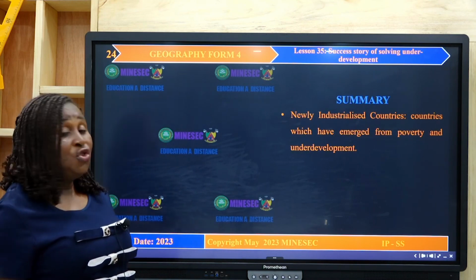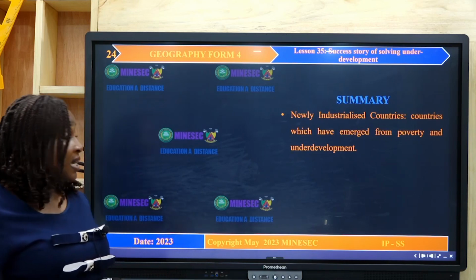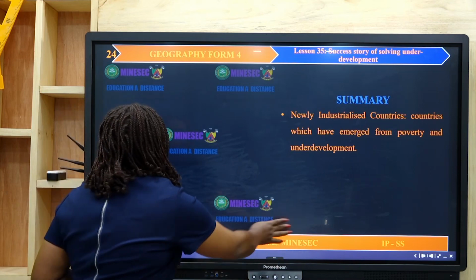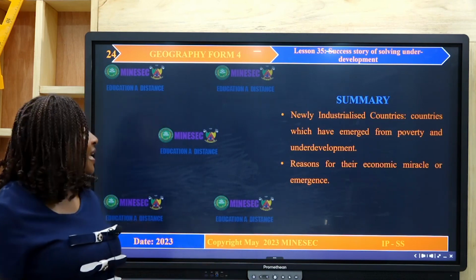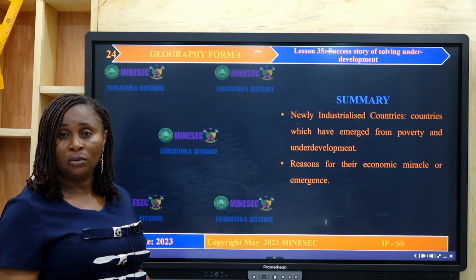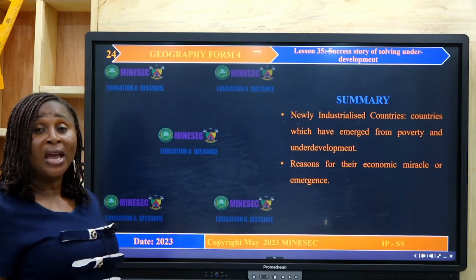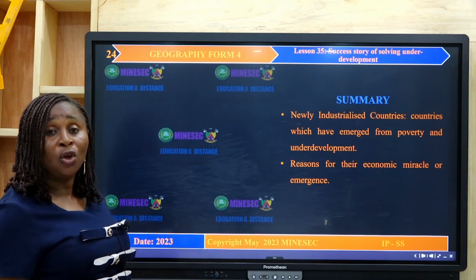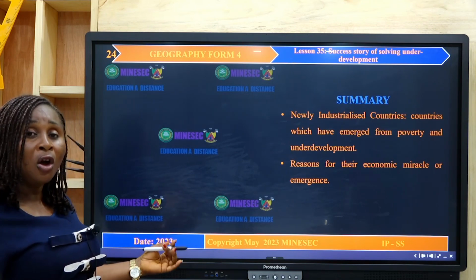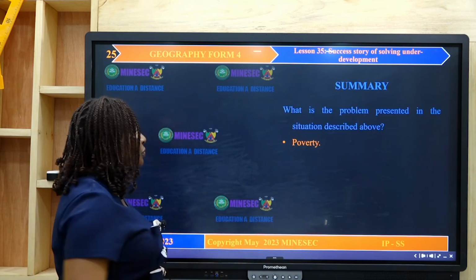Summarily, newly industrialized countries are countries that have come out of poverty, countries that were once poor, but they are now rich. The reasons for the economic miracle: a strong agricultural background. Their energy sources are exploited to the fullest. The government has opened its doors to multinational companies. Banks have given long and short-term loans, and all of these have encouraged growth.